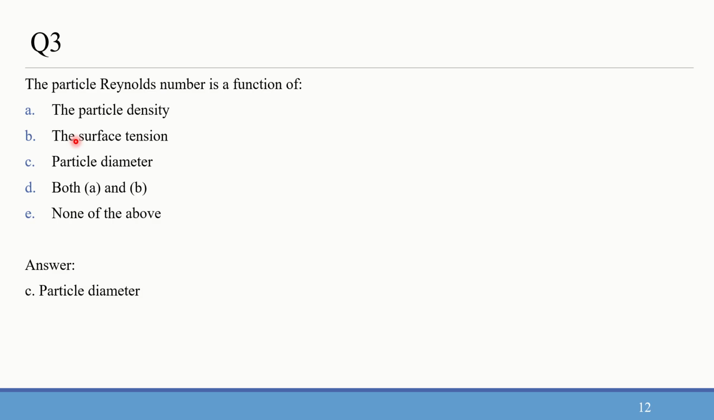Oh, yeah. Option C is the right answer. Now we will move on to question 4. Rep, particle Reynolds number, is a function of rho V dP by mu. Particle Reynolds number is not a function of dash.